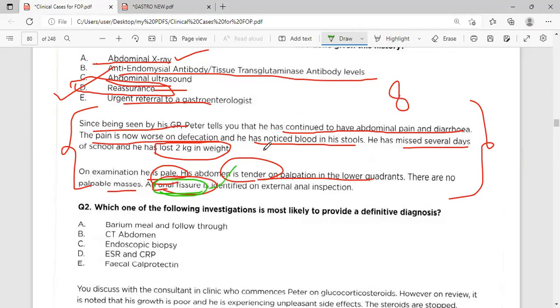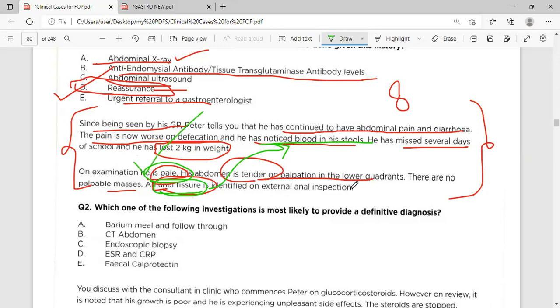And due to the fissure, maybe he's having blood in the stool. He has noticed blood in stool, maybe it's not very prominent. They did not say bloody stool, maybe some amount of blood. So abdominal pain with diarrhea, which has been going on chronically, with loss of weight. Along with that, there is some anal fissure. Another important thing is that he is becoming pale. So we said that in case of Crohn's disease, there could be iron deficiency anemia.